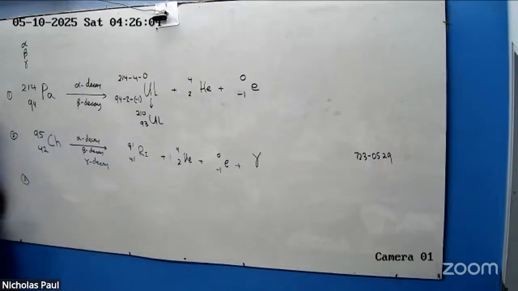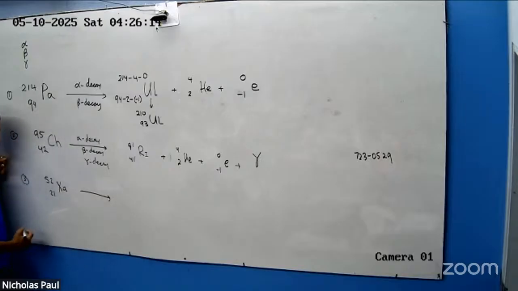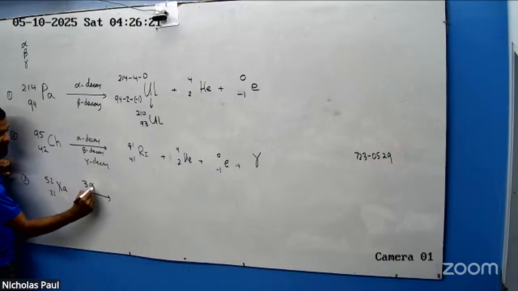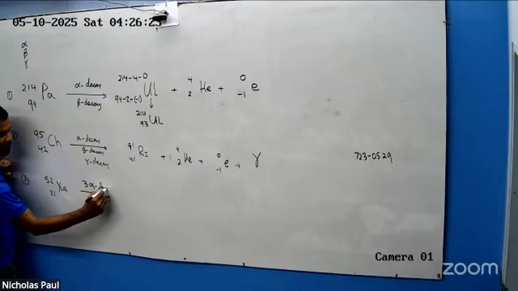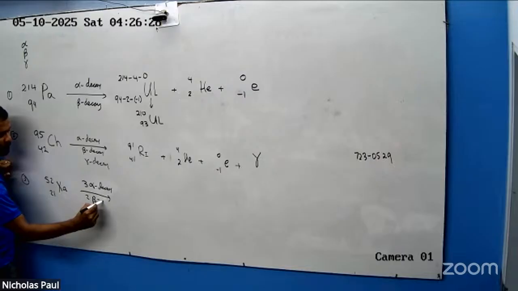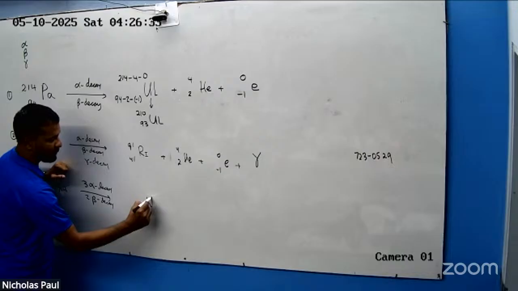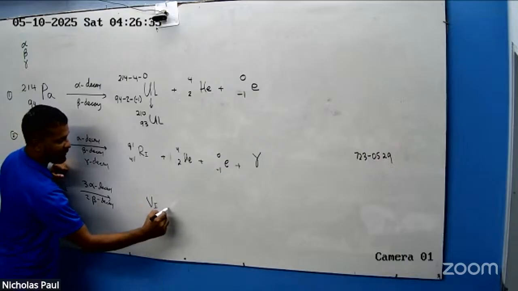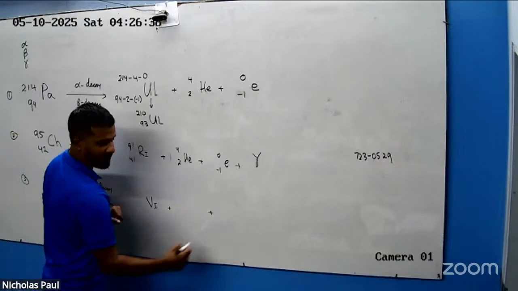So let us go with a new particle. The particle is 52, ZA 21, I mean X. And it underwent 3 alpha decay and 2 beta decay. I want you to complete it for me, please, writing the 2 particles and balancing it.